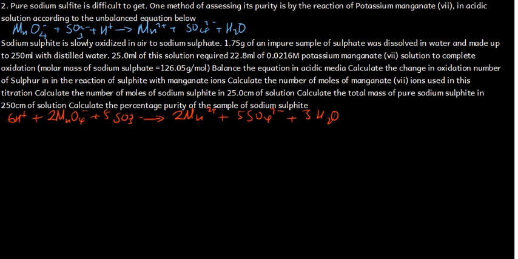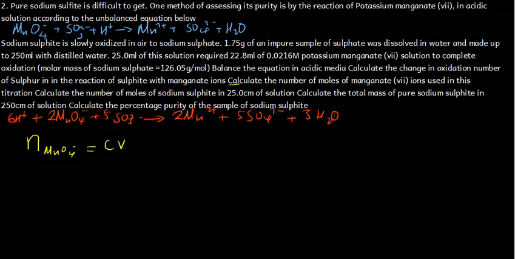so apart from that, the other question is calculate the number of moles of manganate ions used in this titration. So from here, calculate the number of moles of manganate ions used in this titration. Now we've already been told, the information has been given here. So the number of moles of manganate ions is going to be equal to concentration times volume.